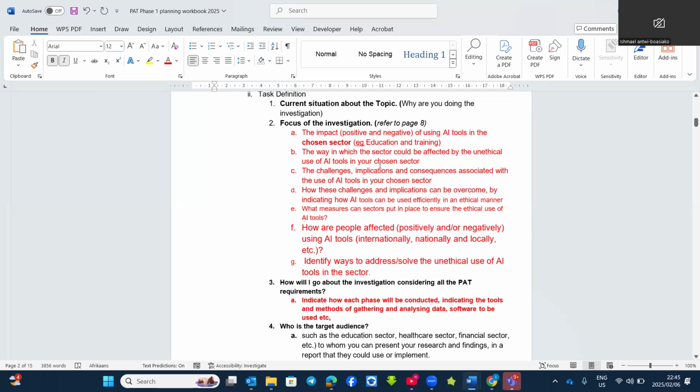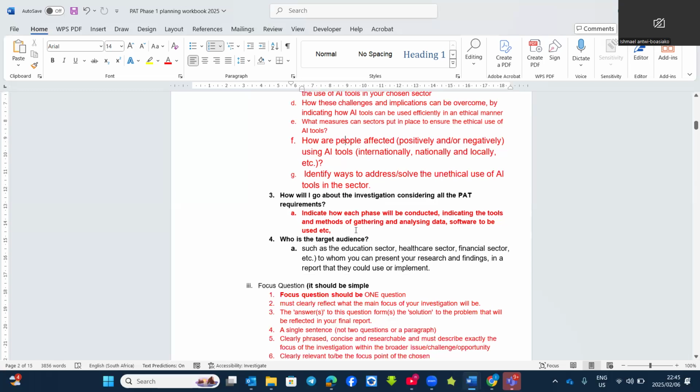Again, the way in which that sector could be affected by the unethical use of AI in, let's say, the education sector, the challenges, how these challenges can be overcome or solved, ways that the sector can put into place to make sure that there's an ethical use of AI, and how people can be affected, that's positively and negatively. So these are the focus of the investigation. You write them by mentioning them and then linking with your focus area.